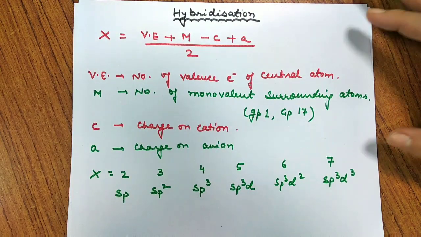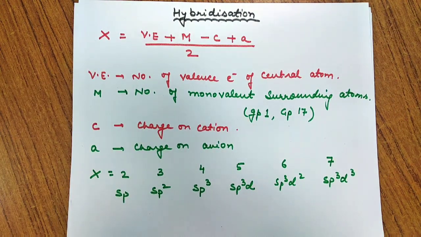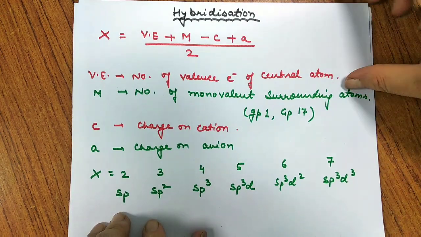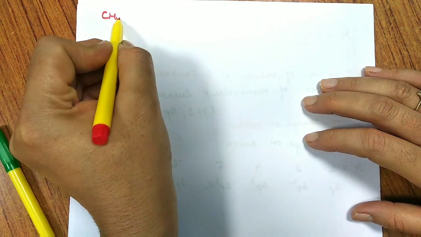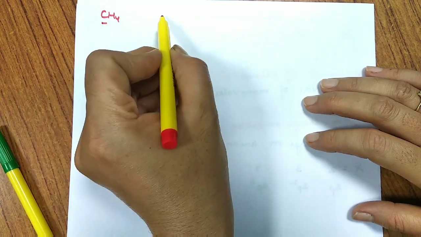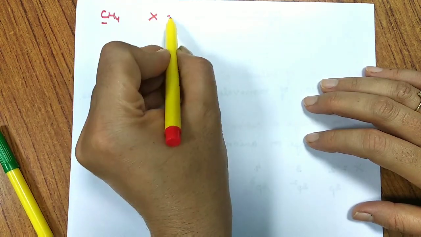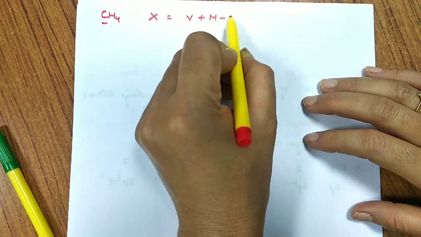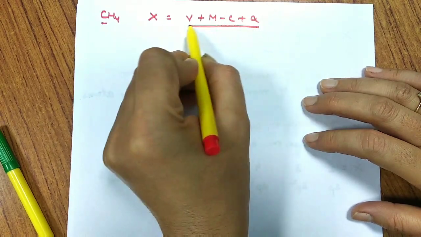Now the thing is how to apply this formula. It is used to predict the hybridization and the shape. Let us take certain examples. I'll take a very simple example, CH4. The central atom is C. So we need to find the value of X as V plus M minus C plus A, divided by 2.